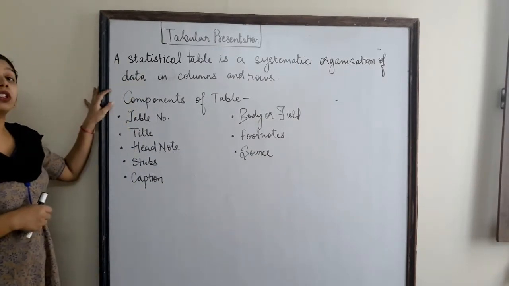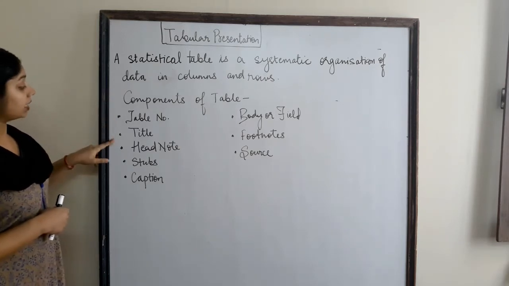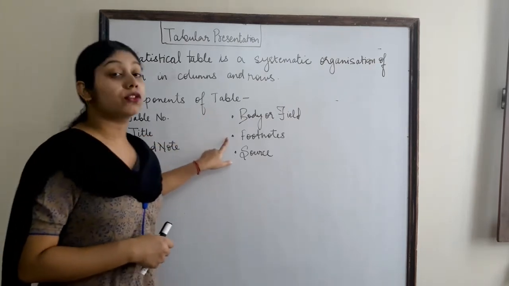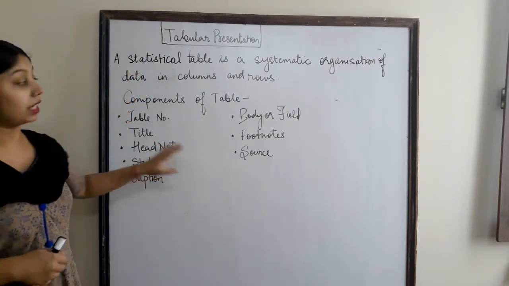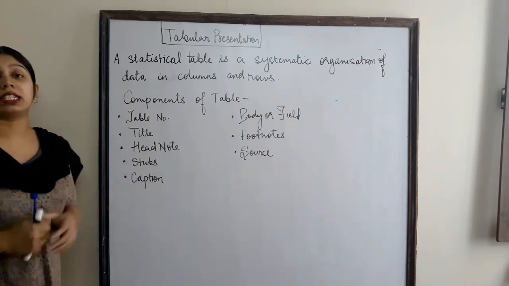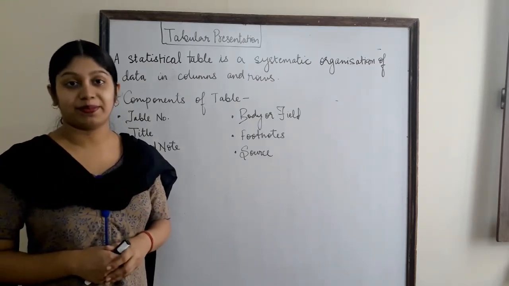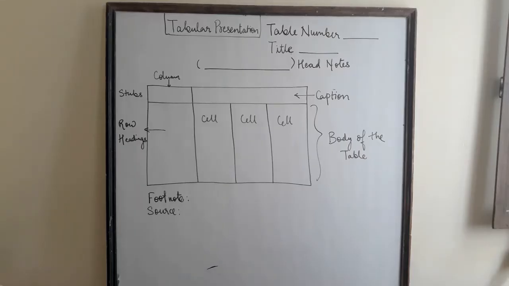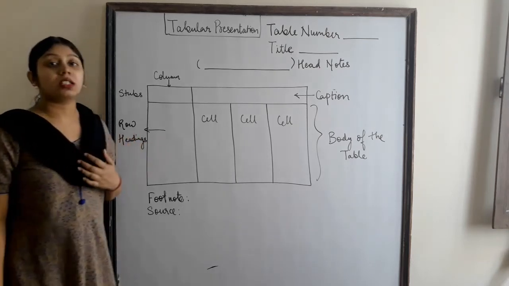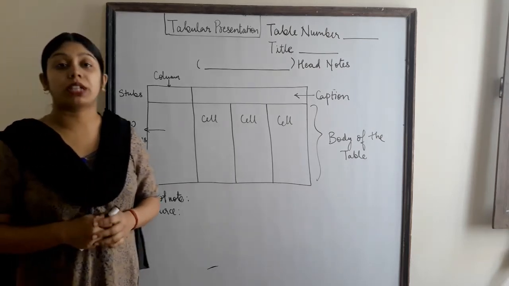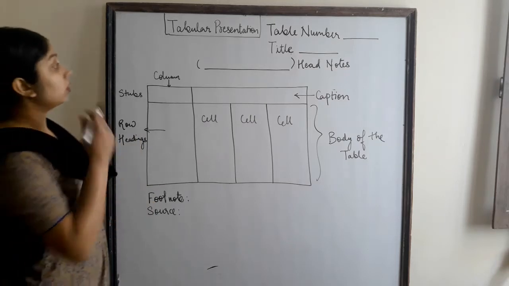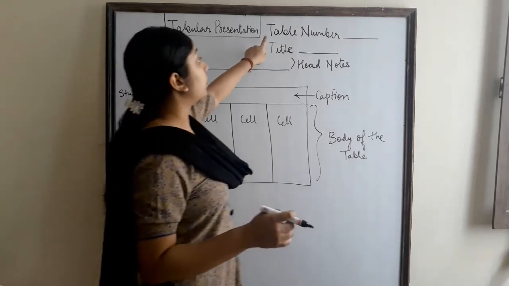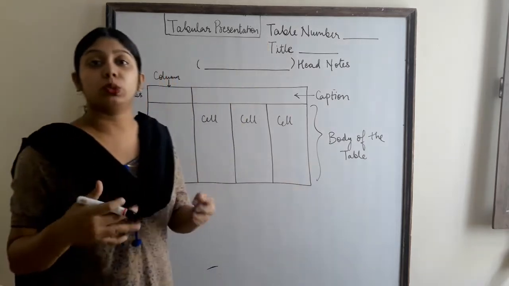So what are the components of the table? Table number, title, head note, stubs, caption, body or field, footnotes and source. Is that clear? So let us understand these points in detail with the help of a diagram. Now let us understand what are the essential points required for tabular presentation. First of all, whenever you are presenting data in the form of a table, you have to give the table number. Example 1, 2, 3 and so on.